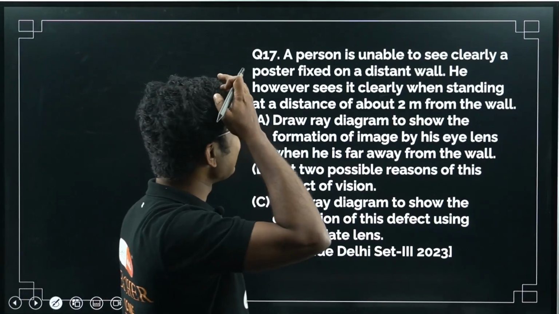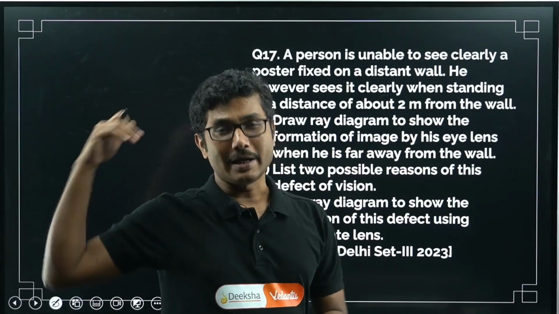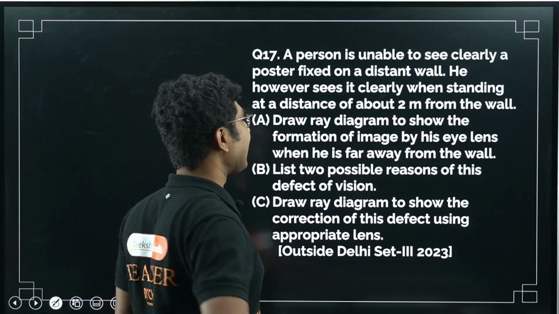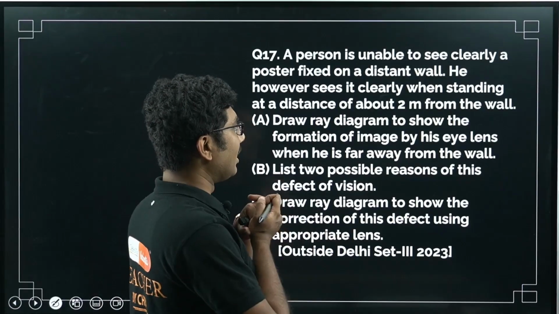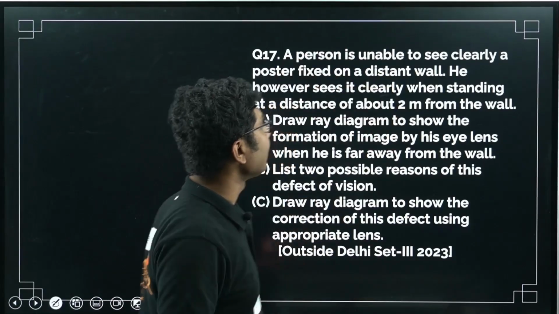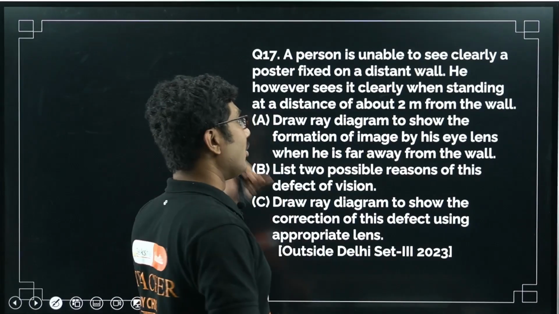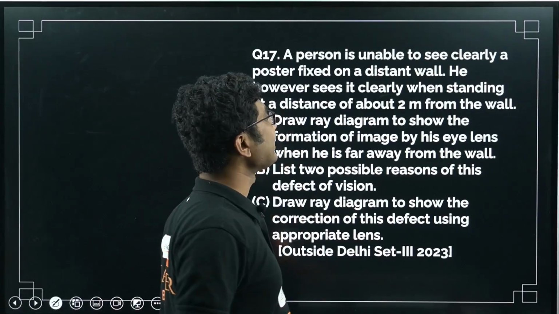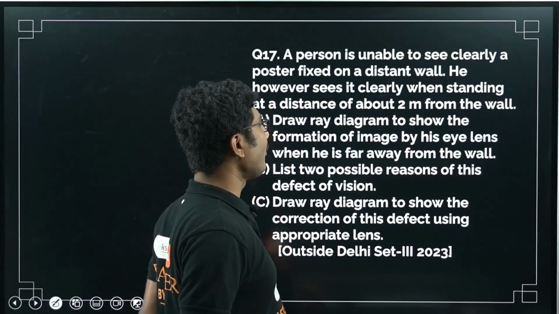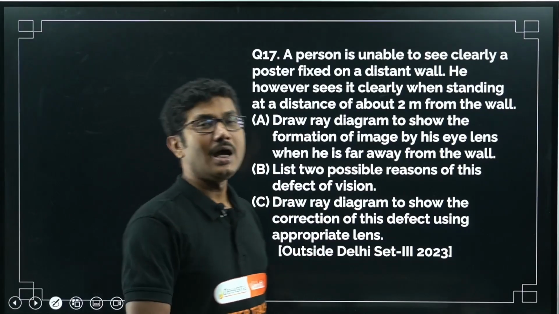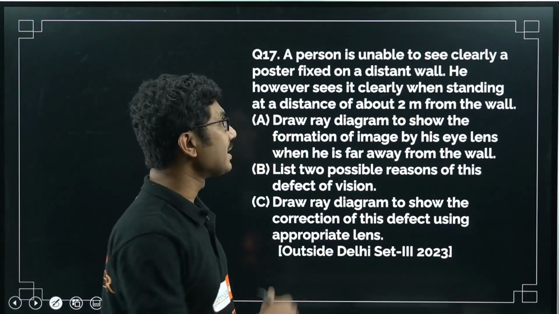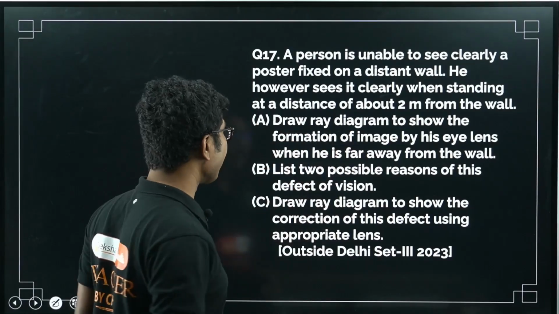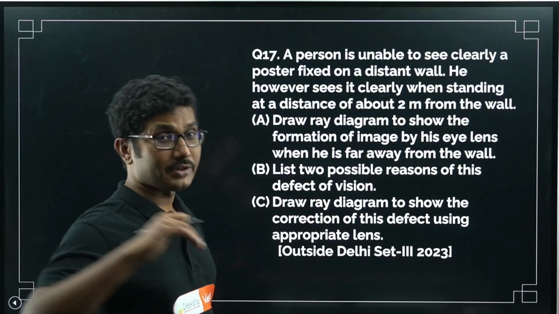So first of all, he cannot see clearly a poster fixed on a distant wall. Okay, so distant wall, he cannot see a distant object. That means he is suffering from myopia. He however sees it clearly when standing at a distance of about 2 meters from the wall. So you have already drawn the diagram for myopia. You have to use the same diagram for myopia here as well. Draw a diagram. So the diagram part I am not doing. List 2 possible reasons for this defect of vision, that also we have done.